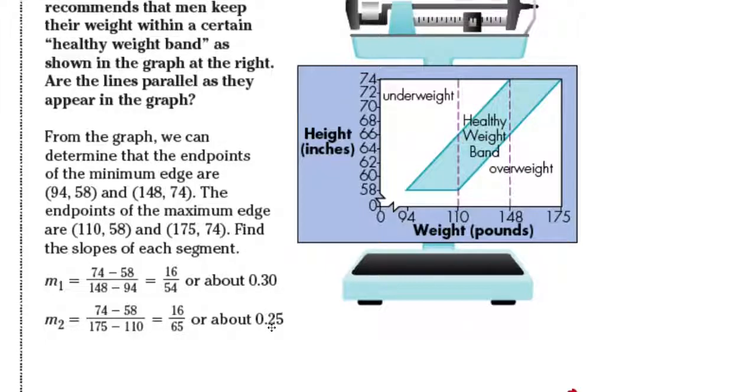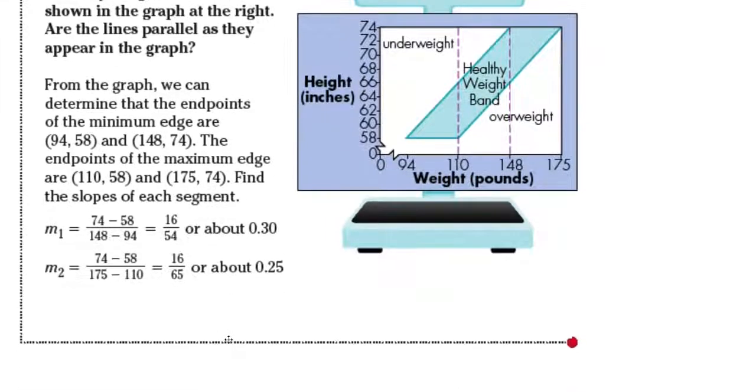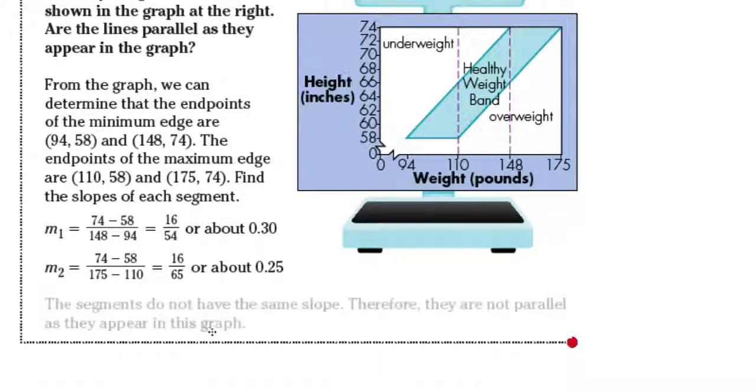Okay, if you notice, their slopes are not the same. What does that mean? That simply means that they do not have the same slope, therefore they are not parallel as they appear in this graph. So if you notice, they look parallel, but if you apply what we know about parallel lines having the same slope, they have two different slopes, therefore those two lines are not parallel.